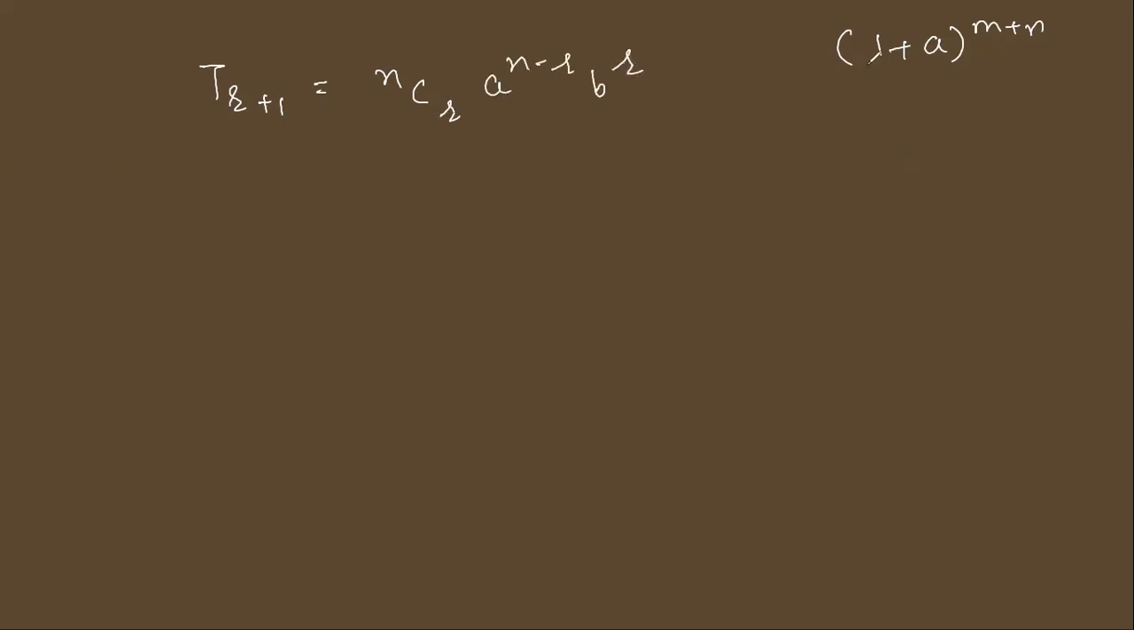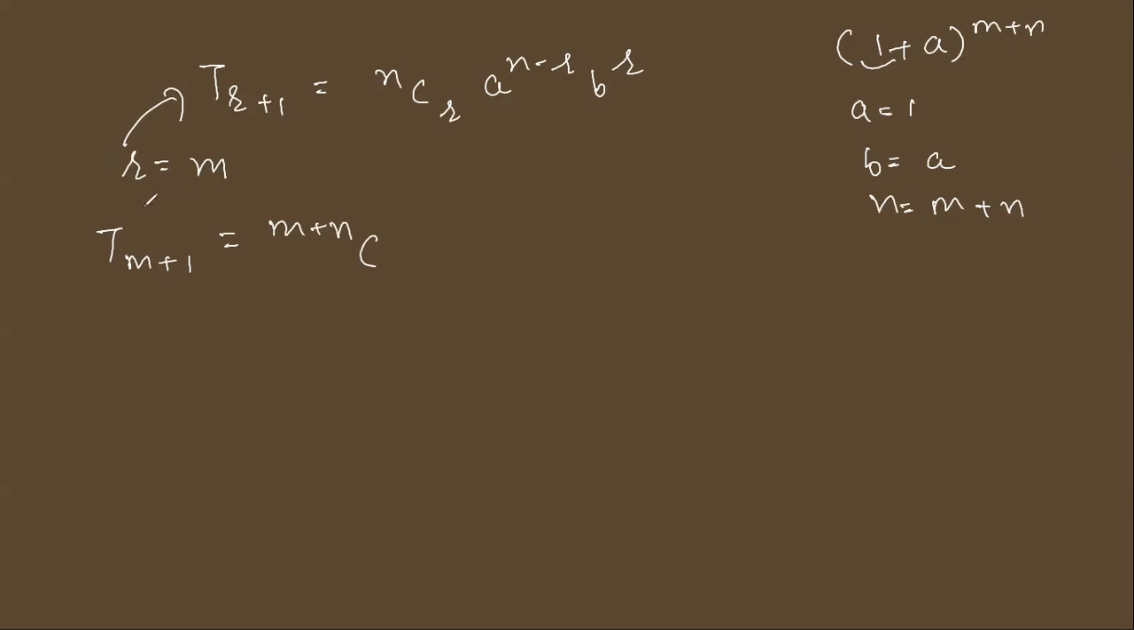So what is a here? a is equal to 1. And what is b? b is equal to a. And what is n? n is the final power that we have in the question, m plus n. Now let's take r as equal to m, right? So let's take it as m and fit it in the formula. So it will be T(m+1) equals (m+n)C, and this is case 1.